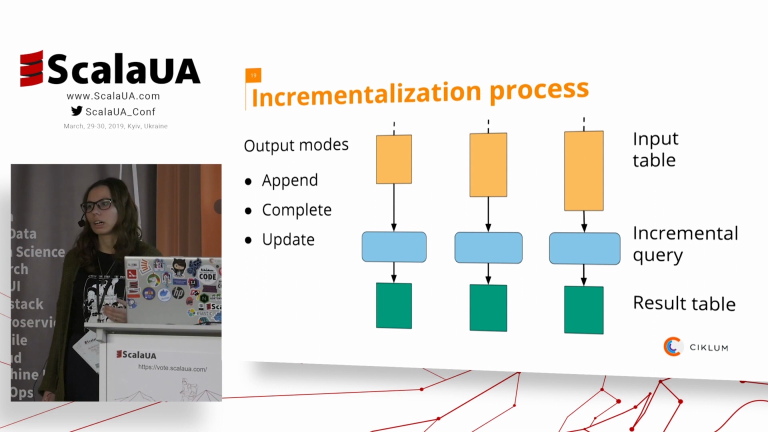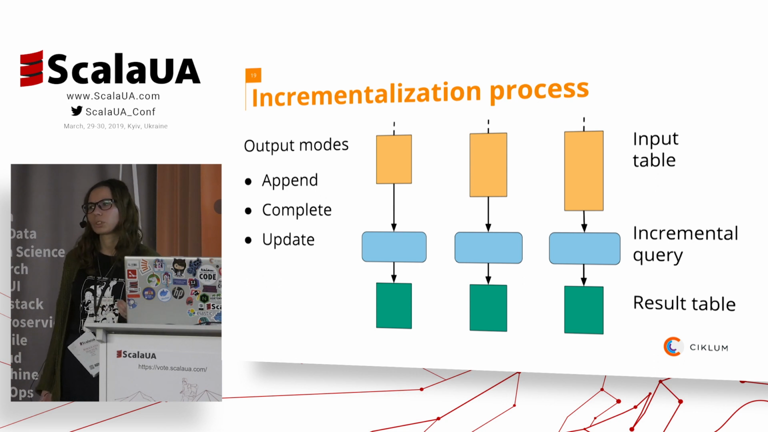when we define the output mode for our operations. For example, append is the output mode when we have some new data. For example, we map, we filter, and after each microbatch, new data arrives, and we process it, and the result table grows.